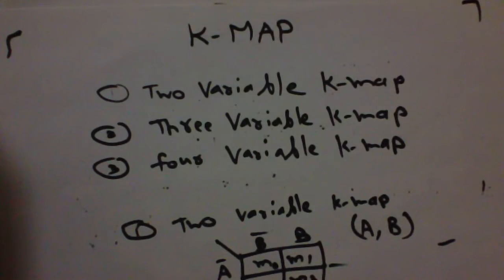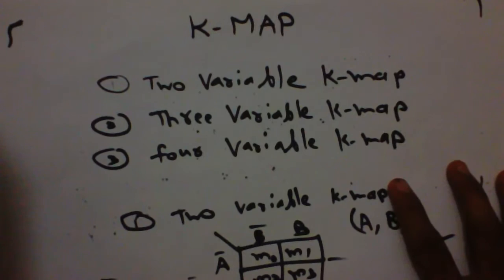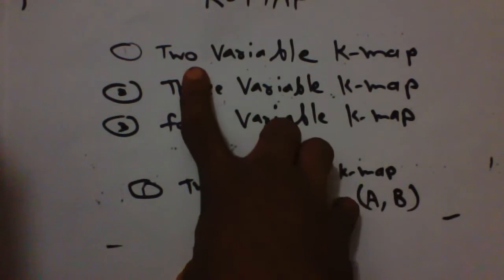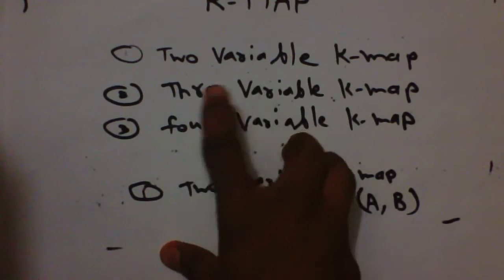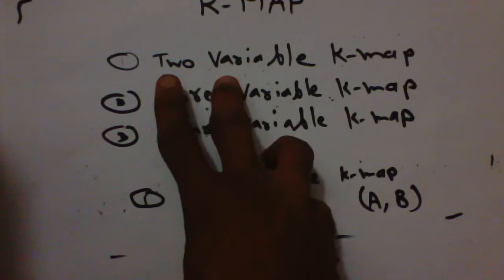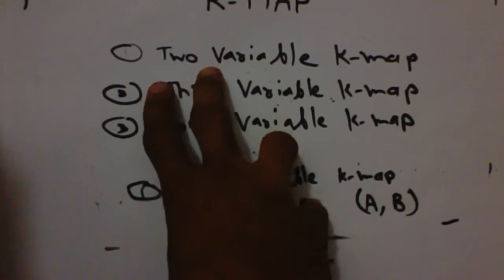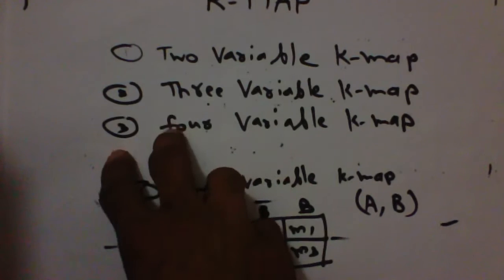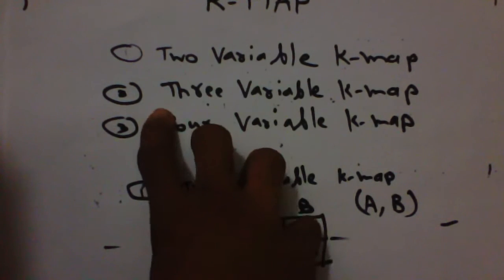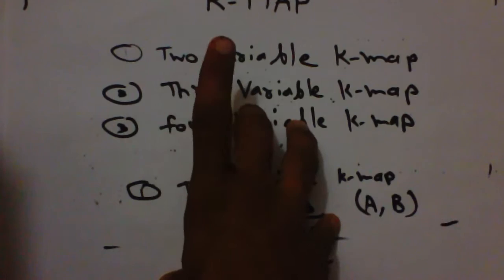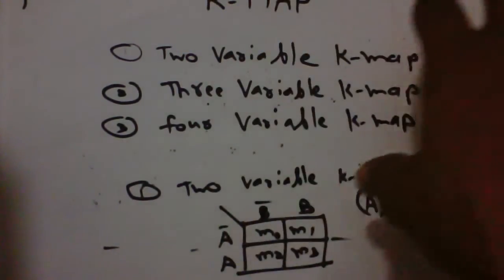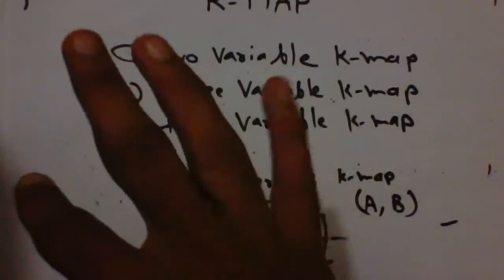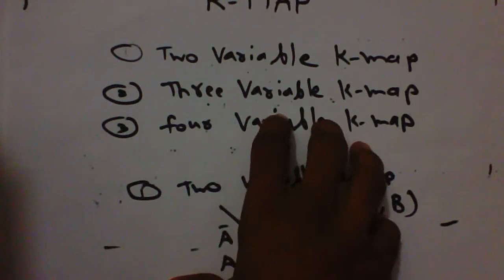So now, as I already told you, there are three techniques of representing variables in a K-map: two variable K-map, three variable K-map, four variable K-map. Means if we have two variables given in a Boolean equation, we will design a two variable K-map. If we have three variables in a Boolean equation, we will design a three variable K-map. And if we have four variables, like ABCD plus A dash B dash C dash D, means ABCD, four variables, we will design a four variable K-map.